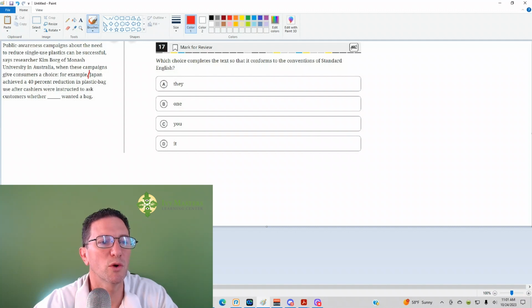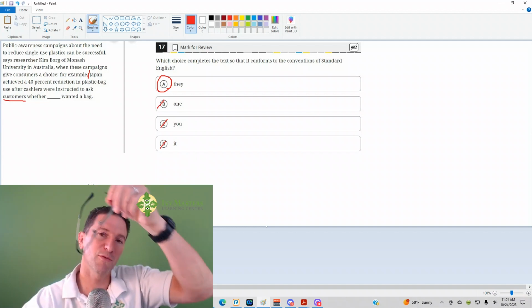Japan achieved a 40% reduction in plastic bag use after a cashier was instructed to ask customers whether the customers wanted a bag, which is plural. One and it are singular. You could be singular or plural, but it's second person. Customers is third person. Answer choice A, they, is the correct answer. It is also plural.